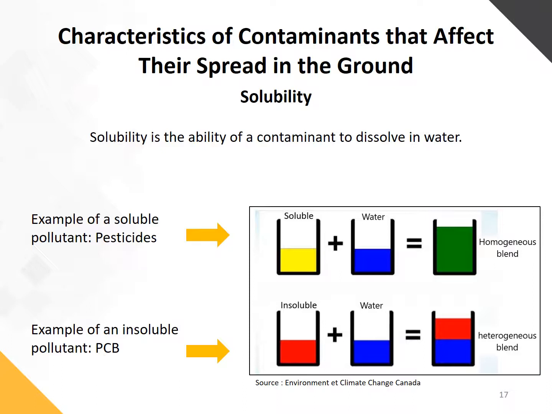In addition, when a highly soluble contaminant comes into contact with the groundwater, it will dissolve in the aquifer and contaminate a large part of the aquifer, while an insoluble contaminant stays on top of the water table or extends below the water table. It will not mix with water.